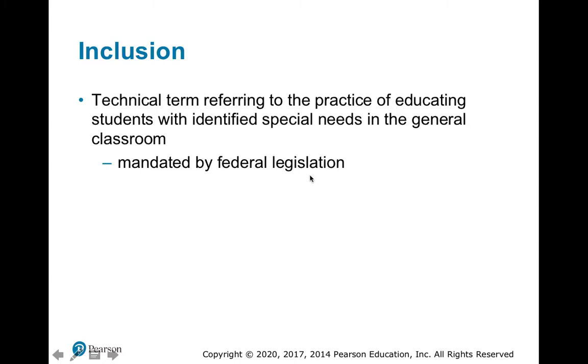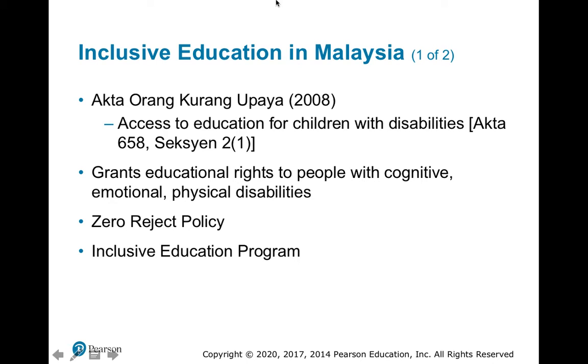Okay, so dekat dalam bilik darjah kita, mungkin kita akan jumpa dengan pelajar yang mempunyai kelainan atau kurang upaya. Mereka perlukan perhatian dan kaedah pengajaran yang berbeza. Jadi kita nak memasukkan, maksudnya nak memastikan mereka tidak tercicir dalam pembelajaran, kita gunakan term inclusion, memasukkan mereka, inclusive, atau include them in the teaching and learning.